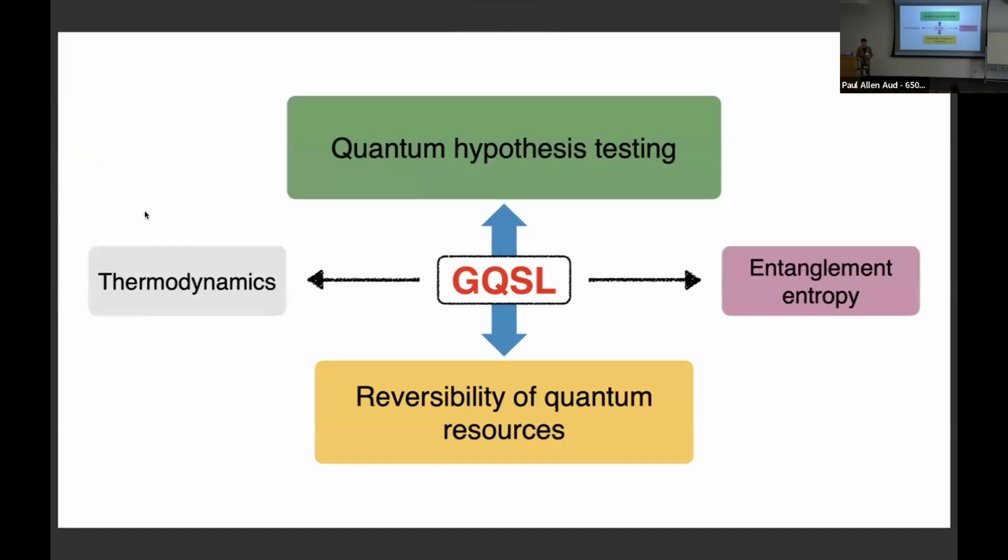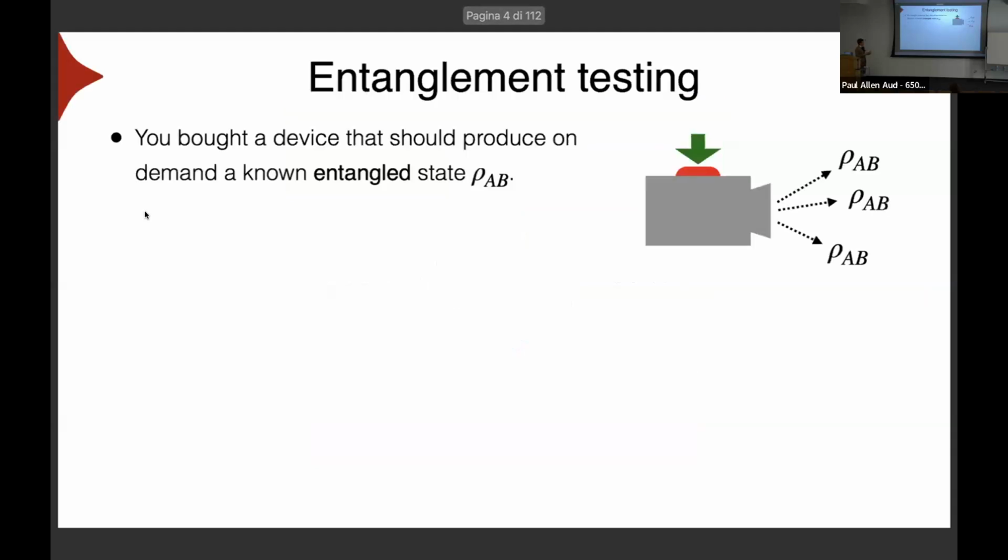Okay, so my claim that I want to motivate in this first part of the talk is that this generalized quantum Stein's lemma, or GQSL, really provides the linchpin that connects together different topics in quantum information theory. So quantum hypothesis testing in particular, and the reversibility of quantum resources, so quantum resource manipulation. And it does so by connecting to all sorts of other concepts like thermodynamics and entanglement entropy. Okay. So why is this?